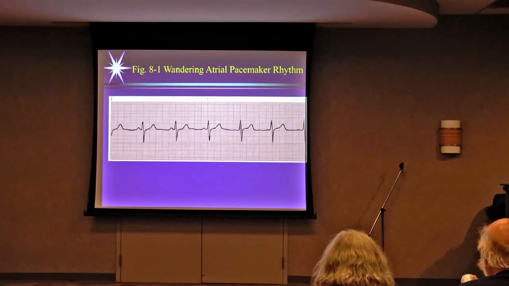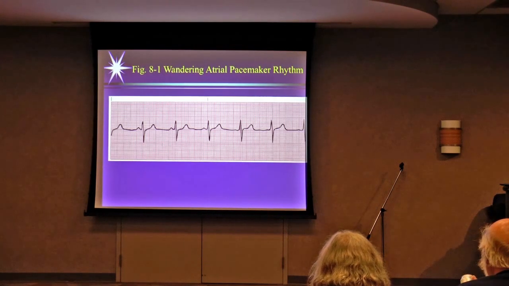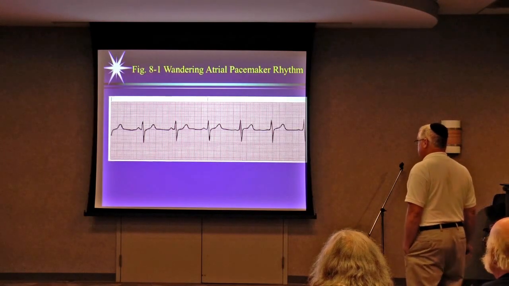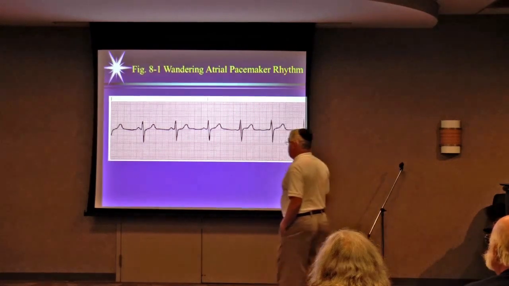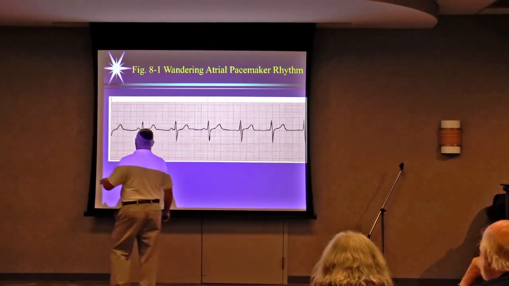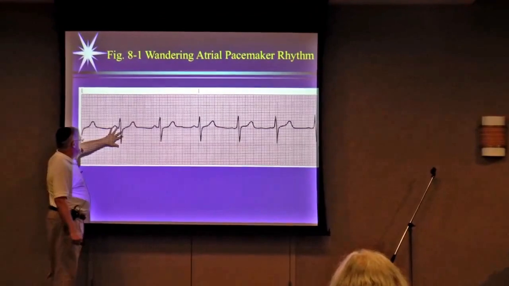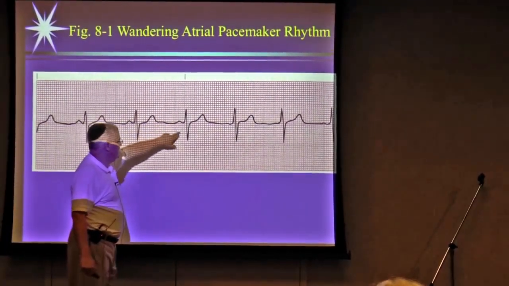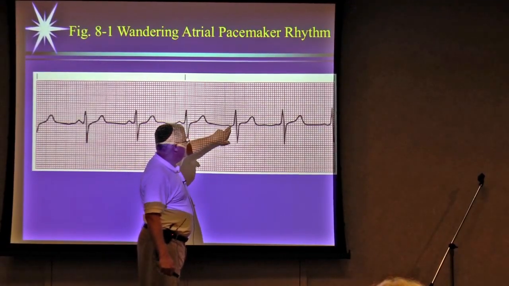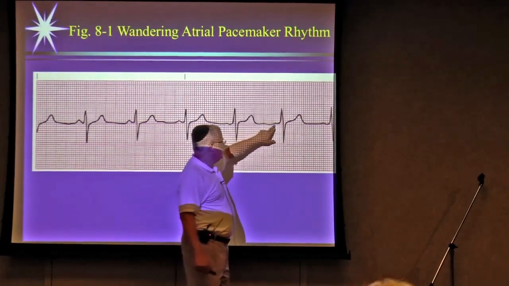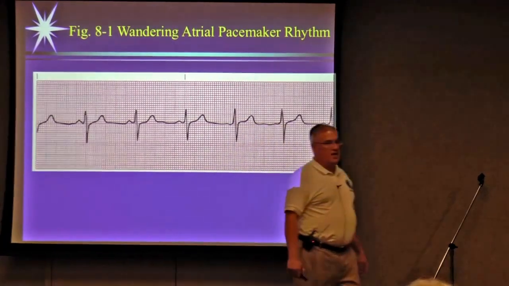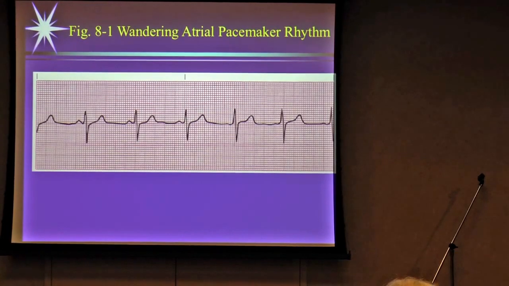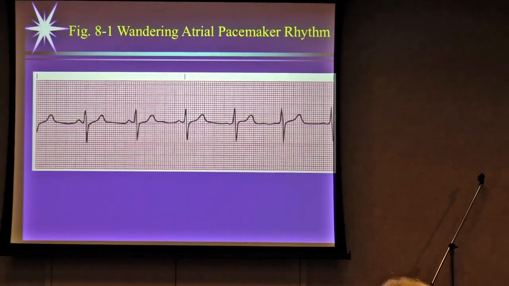Okay, so the first one that somebody liked before was the WAP, right? The wandering atrial pacemaker. So if we go across and look at it, this complex, pretty much P wave, QRS, T wave, P wave, QRS, T wave, P wave, QRS, T wave. But now we start having P waves that start looking a little differently. So what they're saying here is that the SA node is not firing.